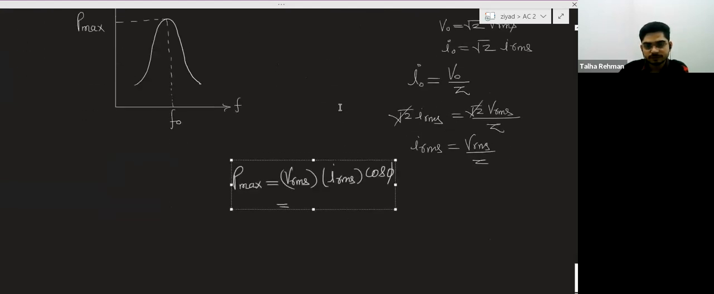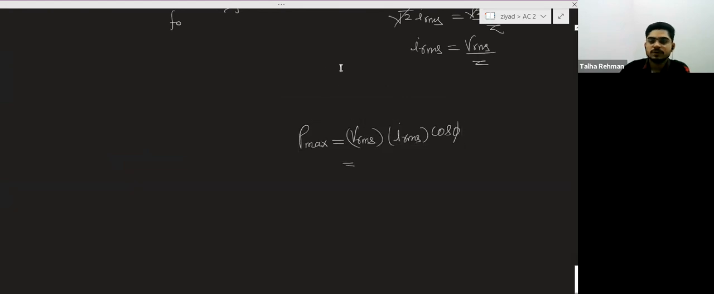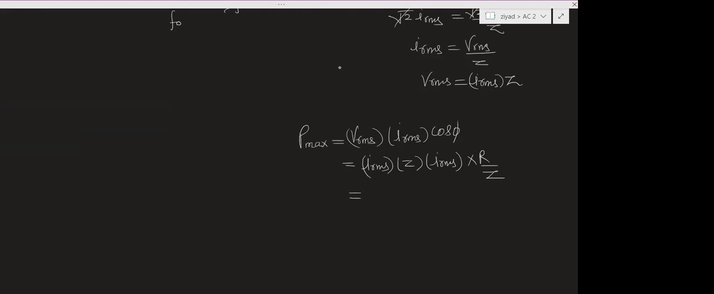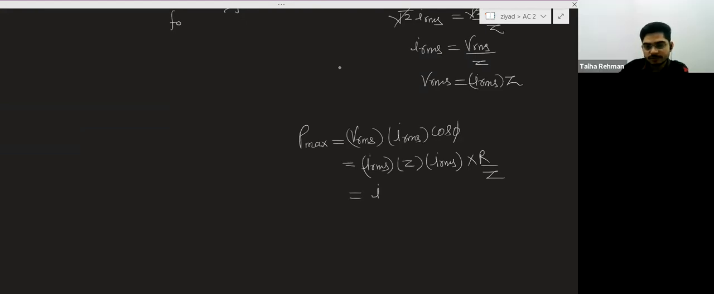Now see this. From here we can write VRMS is equal to IRMS into Z. Here IRMS into Z, and this is also IRMS, and cos phi is equal to R by Z. Now this is IRMS square, Z and Z will be cancelled out, into R. So this is the maximum power.